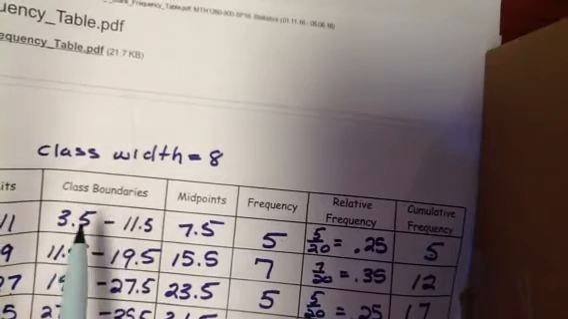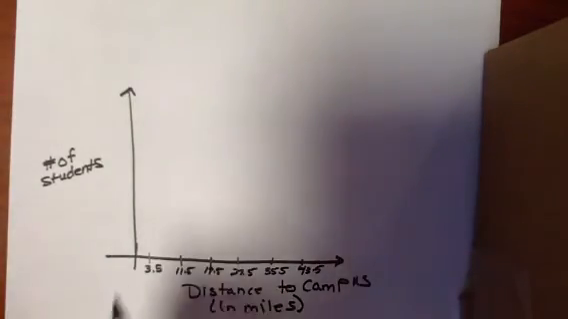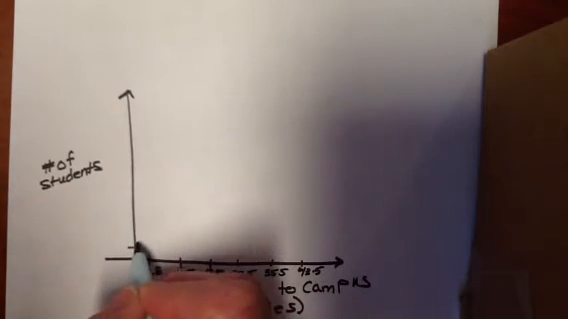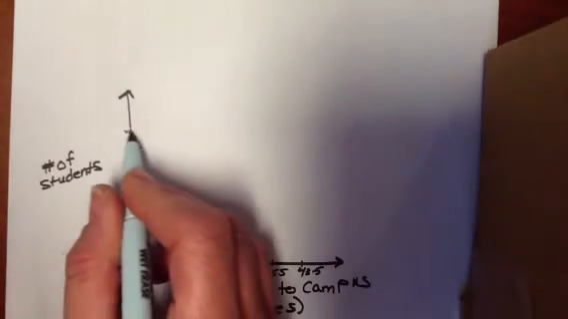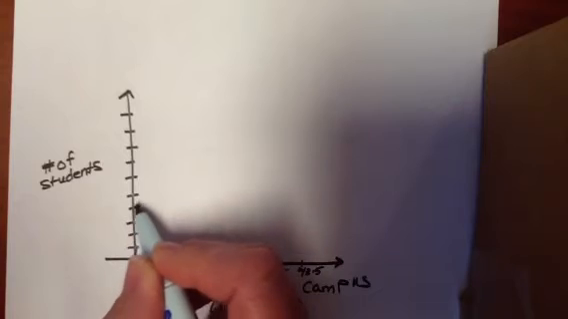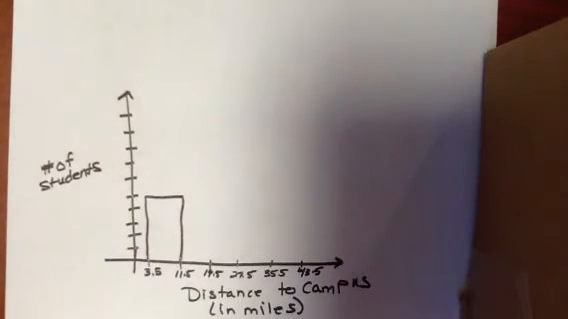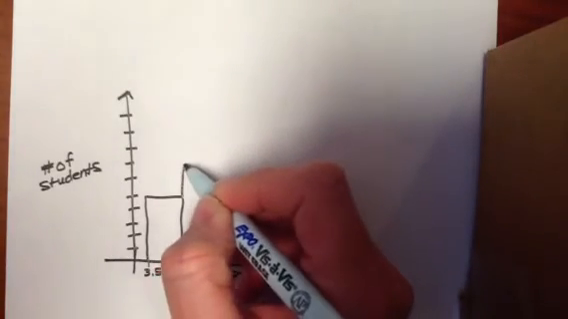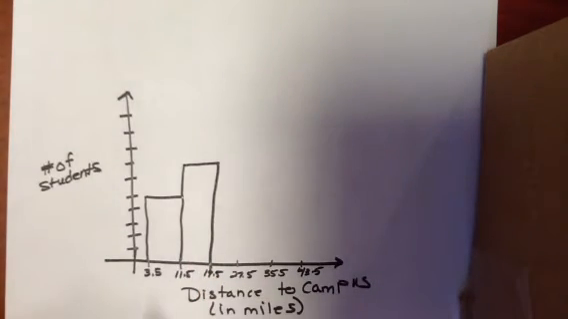So my first class goes from 3.5 to 11.5, and the frequency is 5. Okay, so my vertical axis, I'm going to have a scale here. 5, 6, 7, 8, 9, 10. So my first bar goes 1, 2, 3, 4, 5, goes up to 5. Okay? The second bar goes up to 7. See how the bars touch? They have the same width because the width of each bar is calculated by our class width.